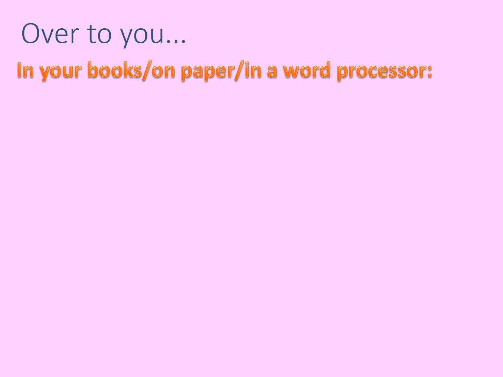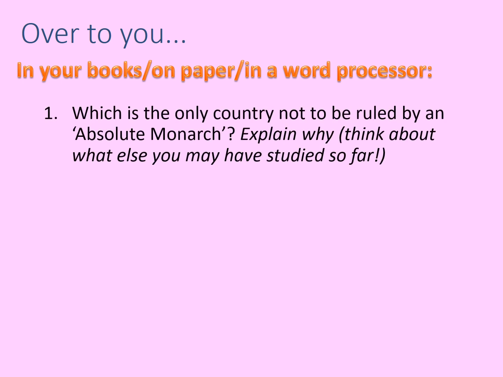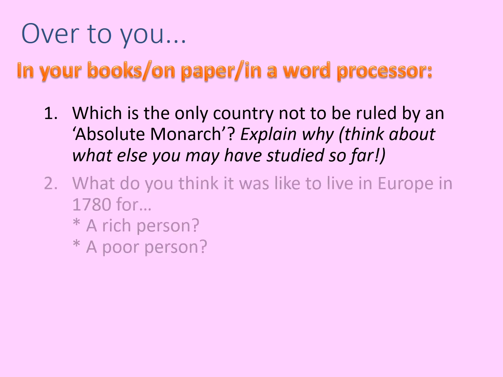So, over to you. Based upon your findings from the last task, you can write the following answers in your books on paper or on a word processor, or however you're trying to do this. Maybe not writing on a wall. Which is the only country not to be ruled by an absolute monarch? Explain why, and think about it. And also think about what else we've studied so far which might explain it.